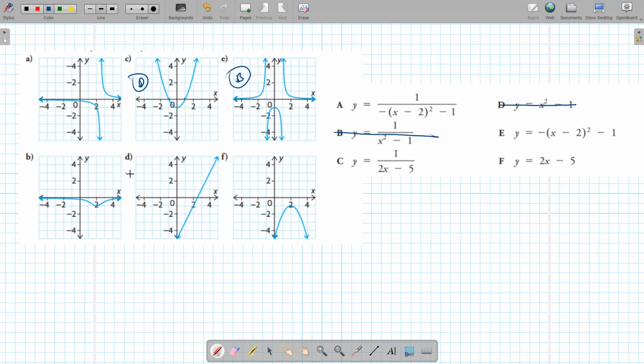Let's look at the next one. There's only one linear function. Which one could it be? F. Yes, this has to be F, right? Now, where does this one have an x-intercept? Approximately 2. It's 2 point something, right? 2.5-ish? Which one of the remaining graphs has an asymptote at 2.5-ish?